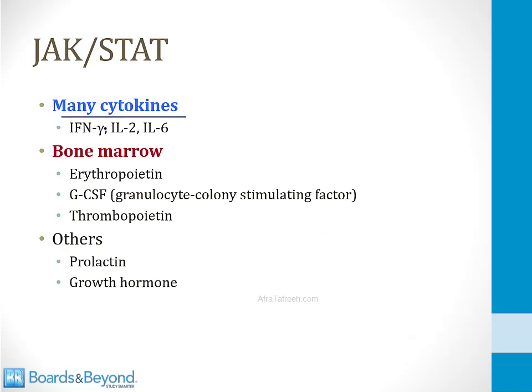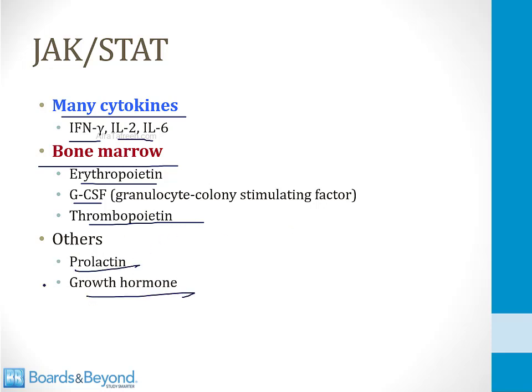One of the first to be described was interferon gamma. But IL-2 and IL-6 have also been described as using this system. In addition, many substances that stimulate the bone marrow work through JAK-STAT. Erythropoietin works through this pathway, GCSF does, as does thrombopoietin. And then finally, there are two others that are just different from the rest, prolactin and growth hormone.